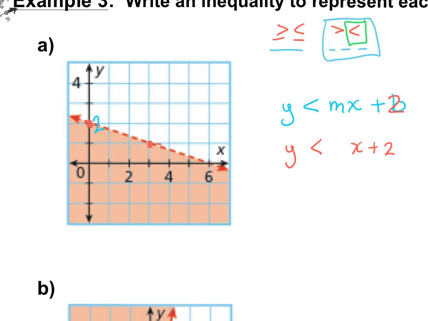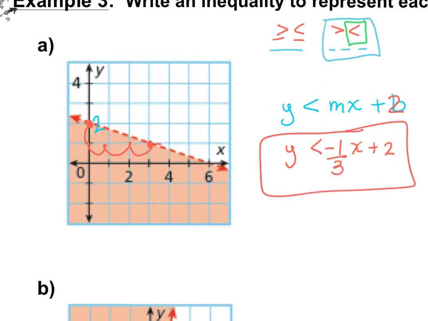And I know that the other point is here. I went down 1, so I'm negative 1, and over 1, 2, 3. So my inequality is y is less than negative 1/3 x plus 2.